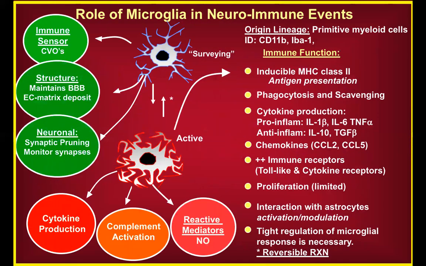Really, almost everything the microglia does is in the context of neuroimmunology. So in its normal surveying role, it's actively moving its processes back and forth. I don't know if you can see me moving my hands, but those processes are sensing the local microenvironment. They're sensing for changes. We see that in development, that they're very important for synaptic pruning and monitoring synapses.